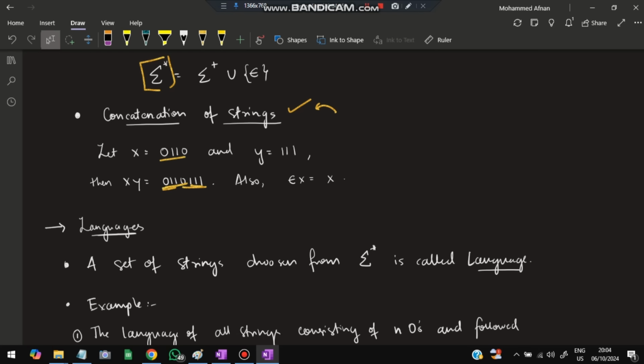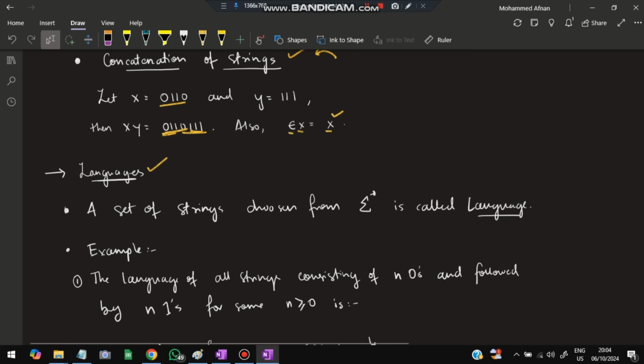Also, epsilon concatenated with x is equal to x. The concatenation of epsilon with x will not do anything to x. X will remain as such. Next, we need to know about languages.